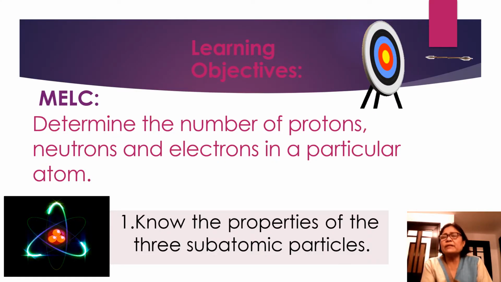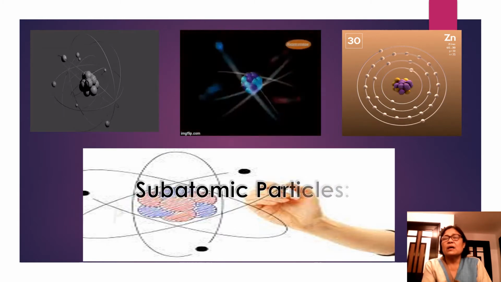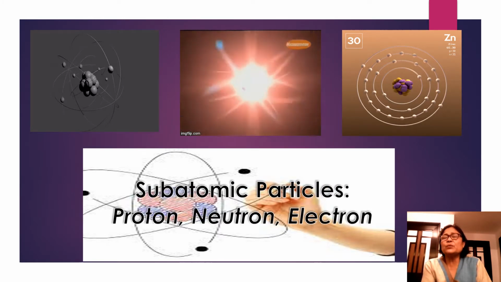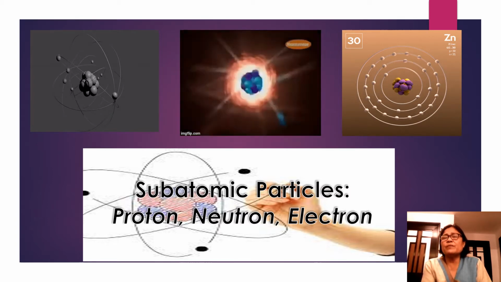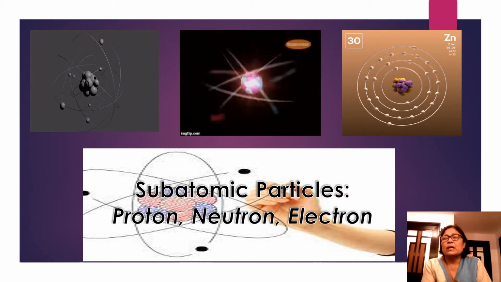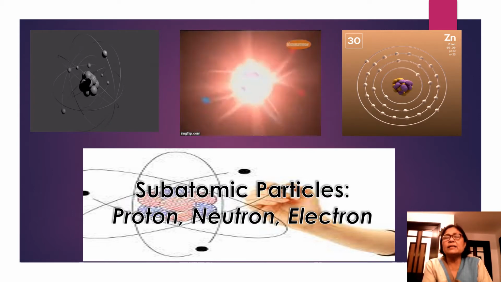Our main objective is to determine the number of protons, neutrons, and electrons in a particular atom. And our specific objective is to know the properties of the three subatomic particles. Now, let's proceed to the main topic, which is the subatomic particles of an atom: the proton, the neutron, and the electron.